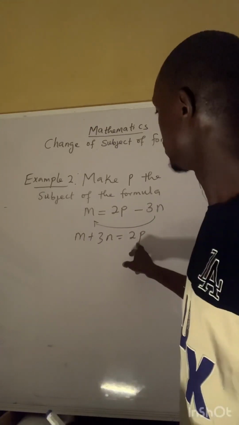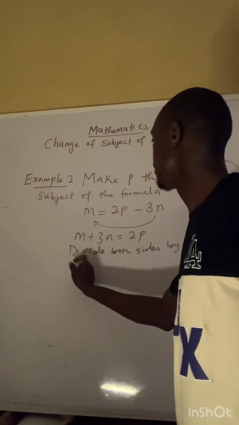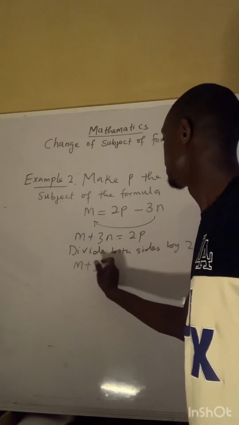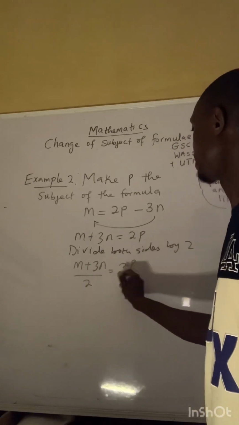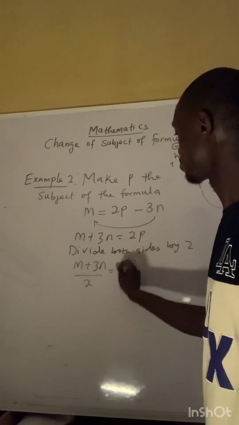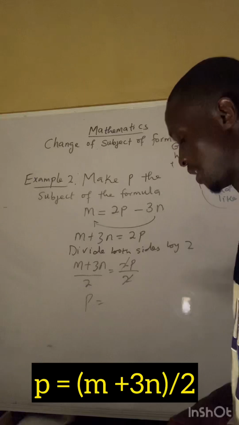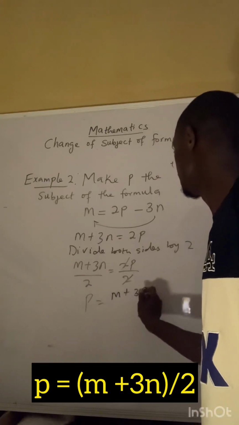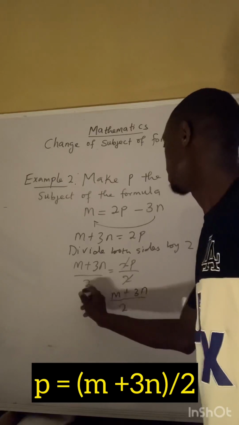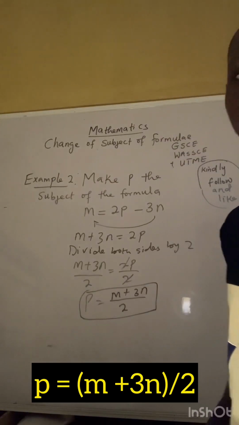Now we are looking for p. We need to divide both sides by 2. So we have m plus 3n divided by 2 equals 2p divided by 2. So 2 divided by 2 is 1. Therefore p equals m plus 3n divided by 2. Now in this case, p is the subject of the formula.